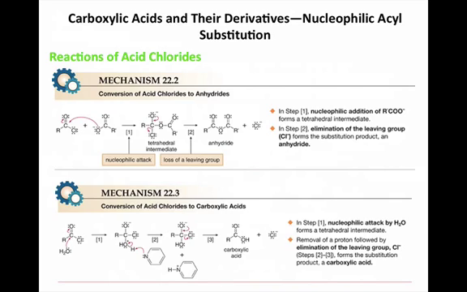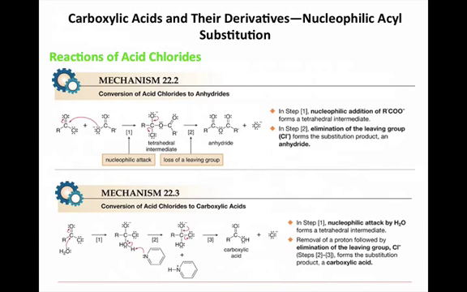Again, the mechanisms for these reactions are going to be an addition-elimination mechanism, right? So here we've got a carboxylate reacting with an acid chloride. We go through the tetrahedral intermediate. This then loses chloride as the leaving group, and you end up with the anhydride.